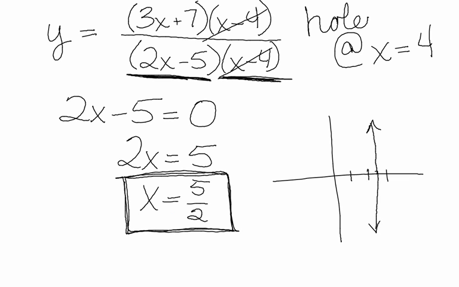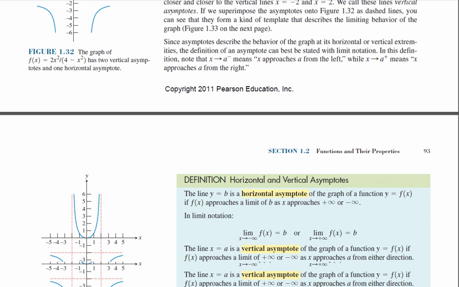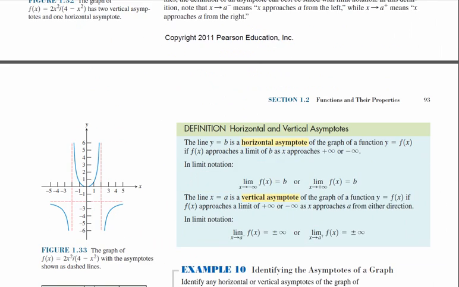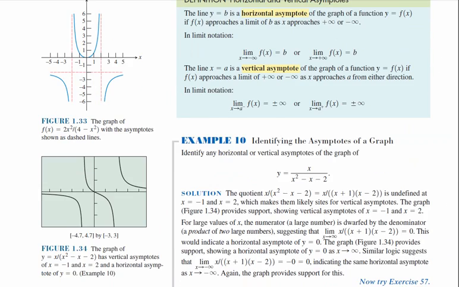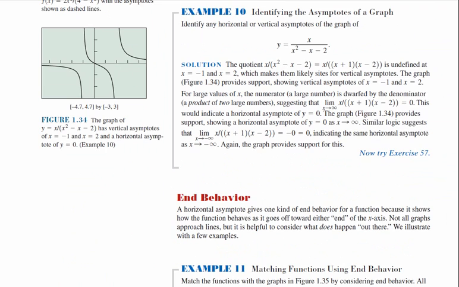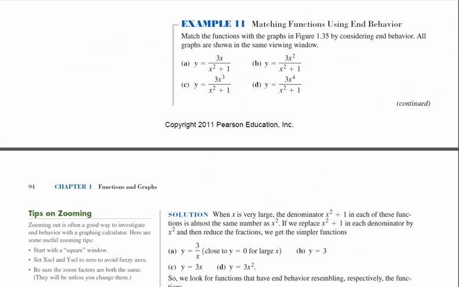Great. Let's go back to the textbook and see if there's anything that we missed. Okay, so we have horizontal asymptotes, and you can check this out. It shows limits and vertical asymptotes you can find by factoring, canceling out what you can. Very good.